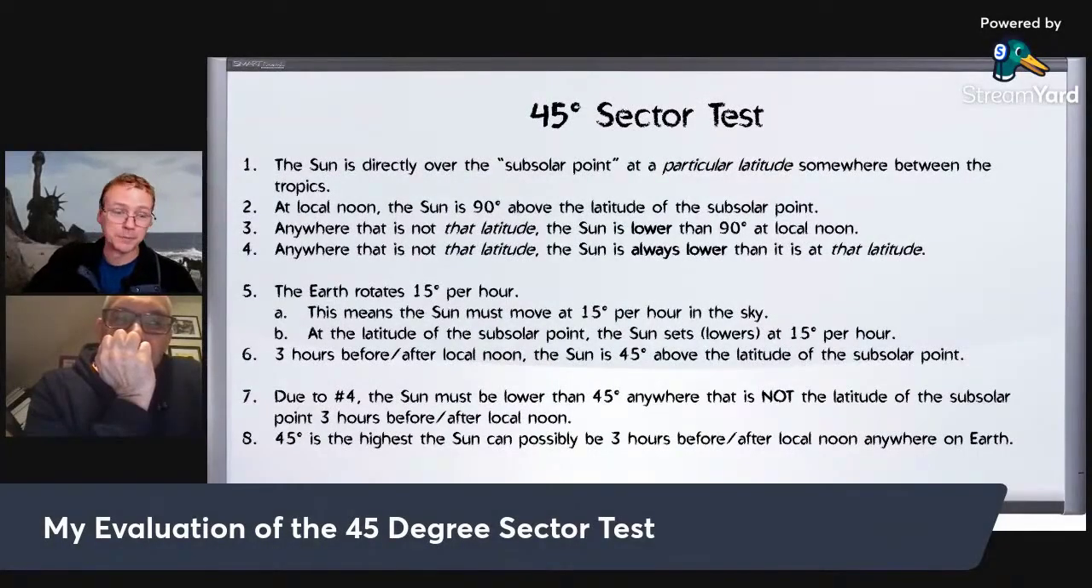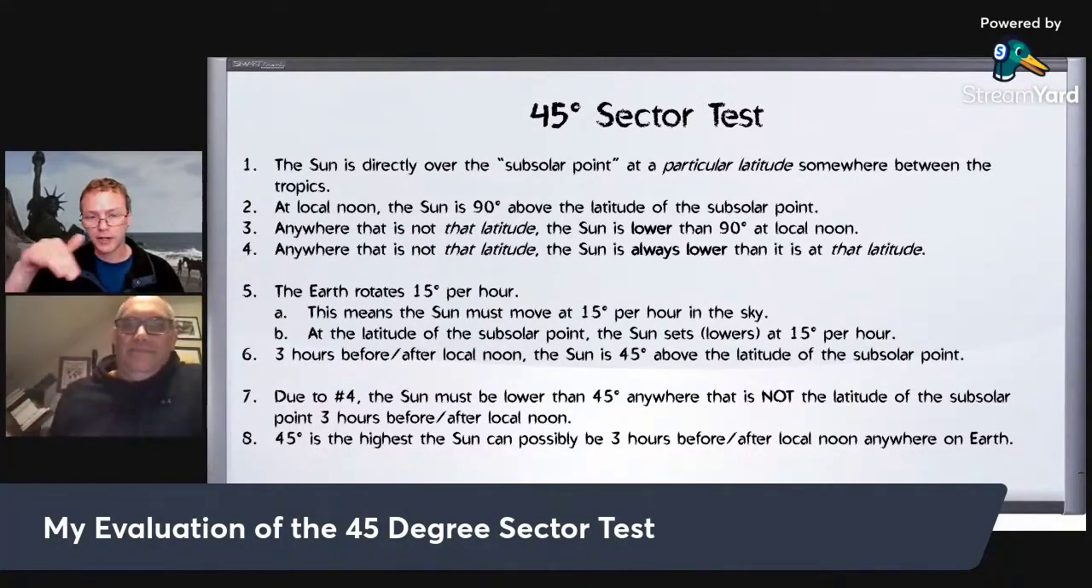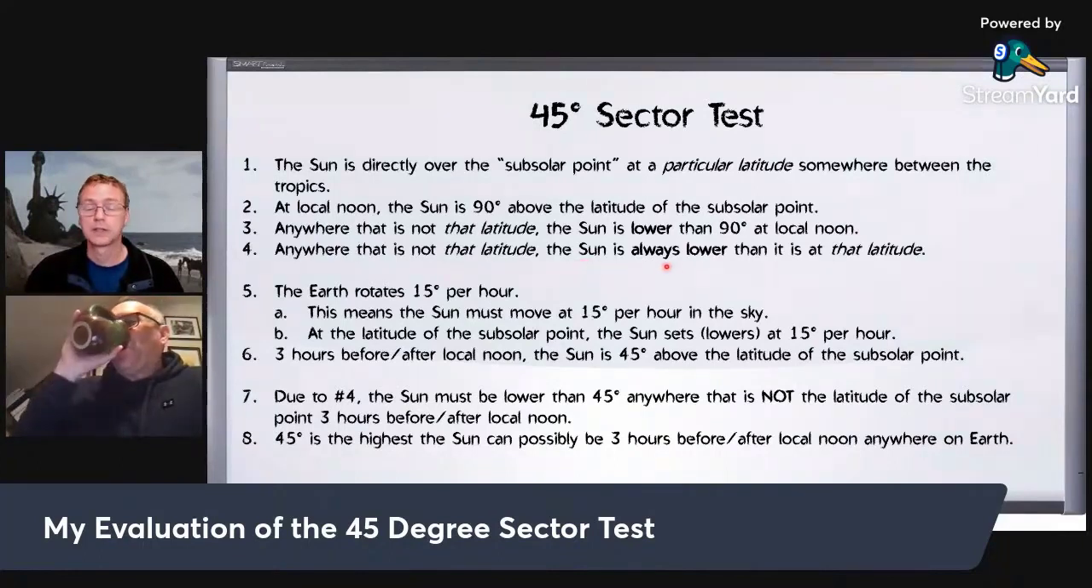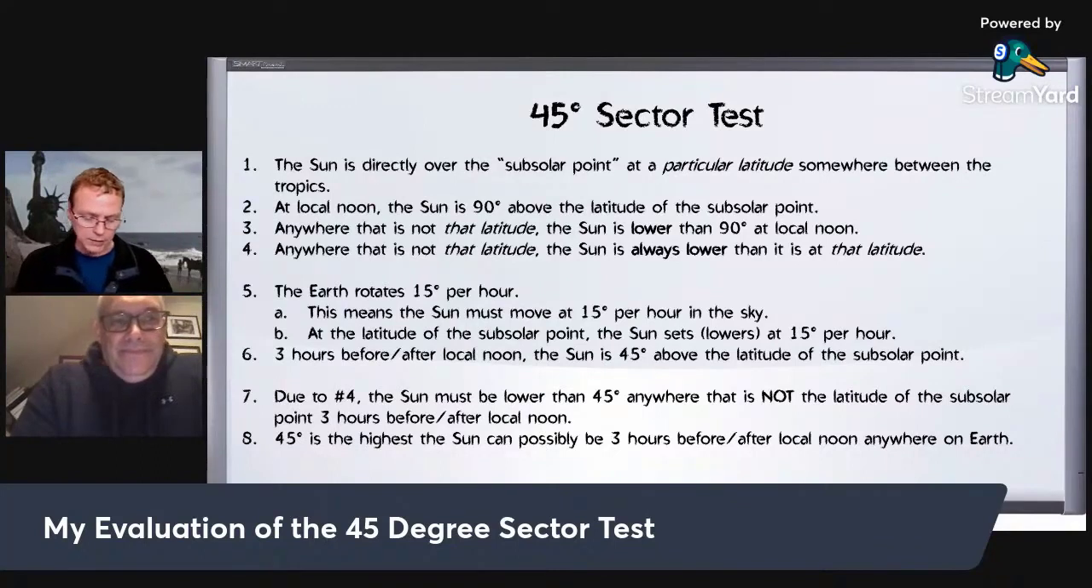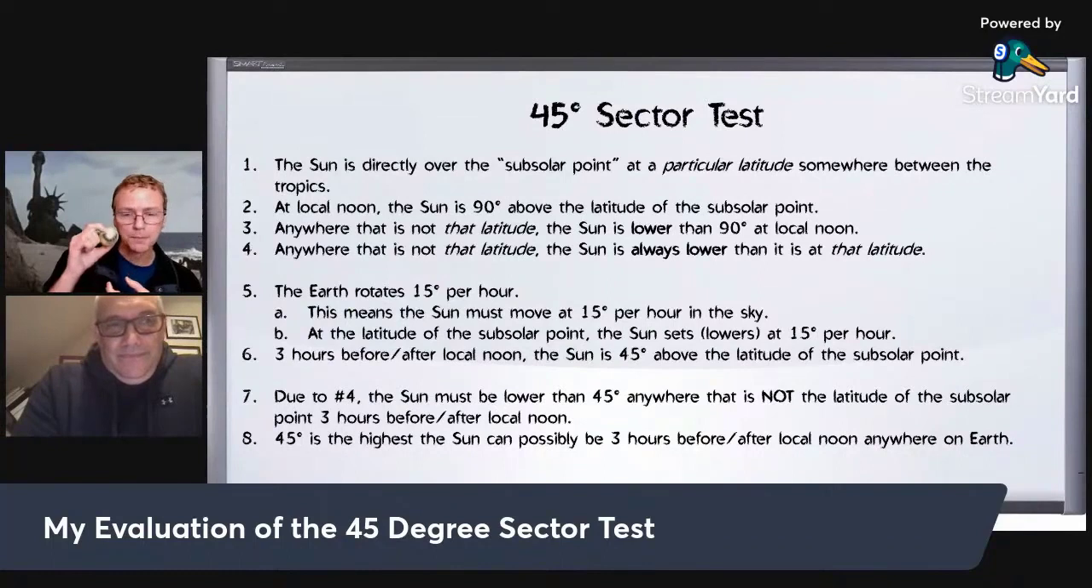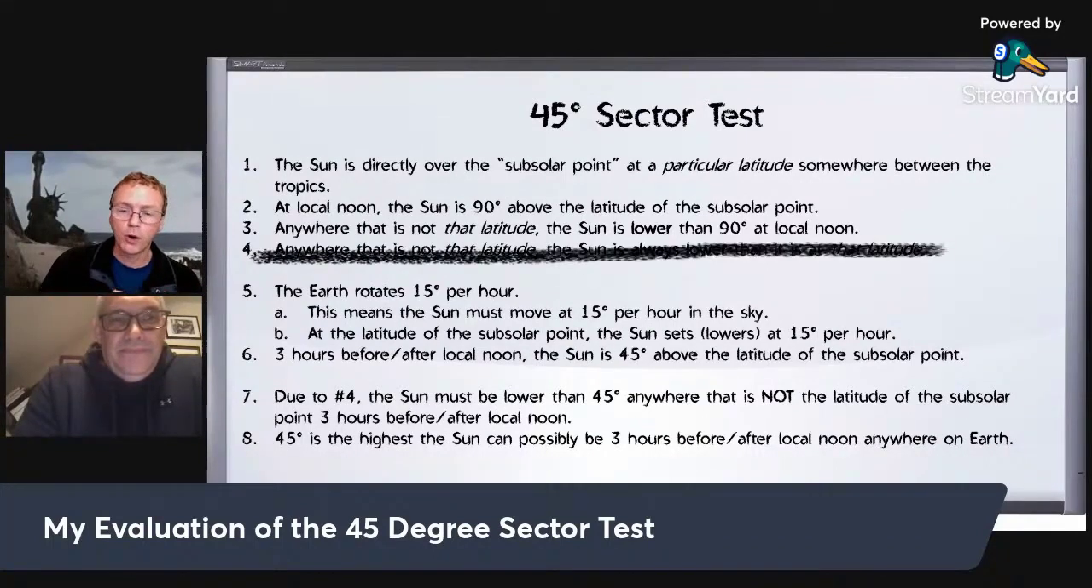As we've just seen, we made this assumption early on that anywhere that is not at the sun's latitude, the latitude where the sun is at 90 degrees, the sun is always lower than it is at that latitude. But the problem is, we showed that at the North Pole latitude, straight up 90, that wasn't true. So this statement 4, I think there can be no argument. That statement is wrong.